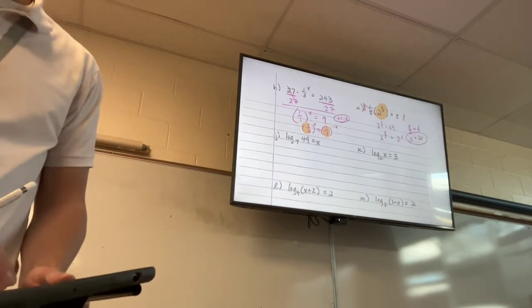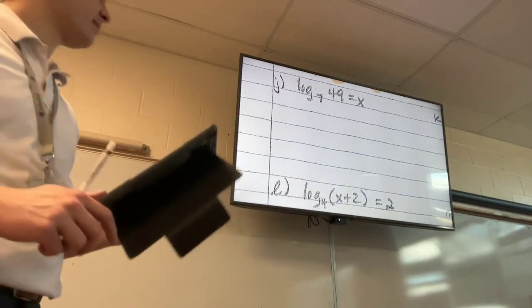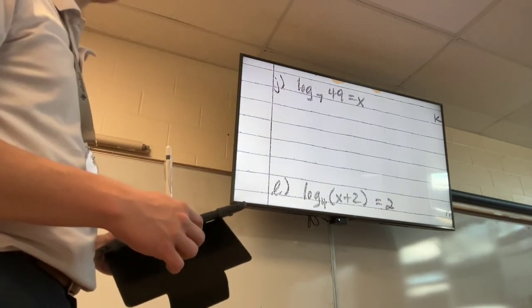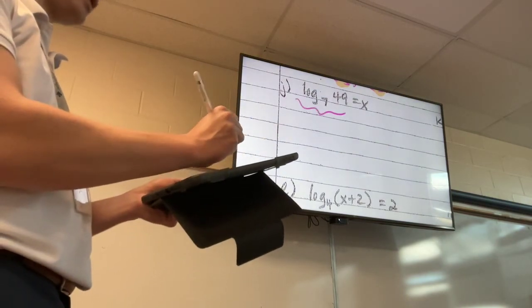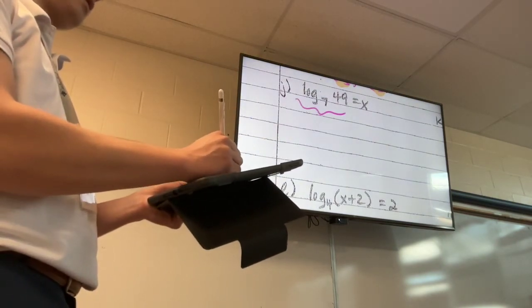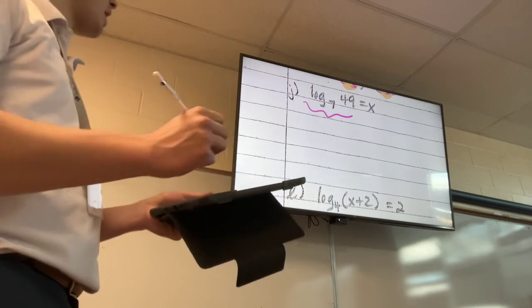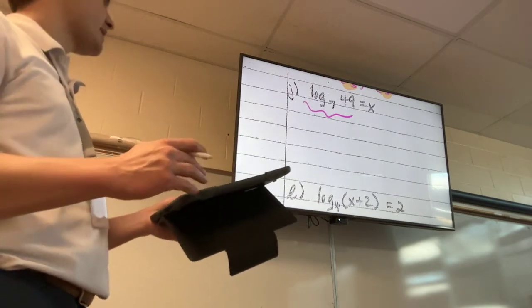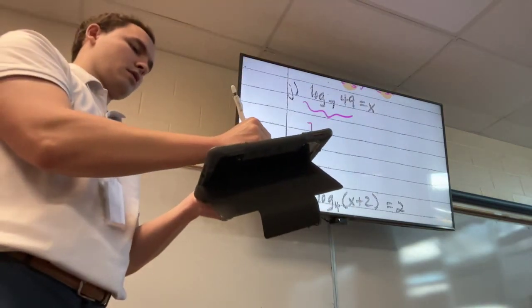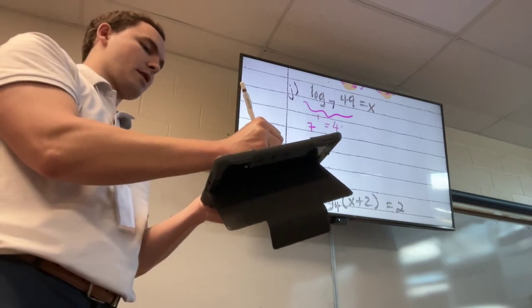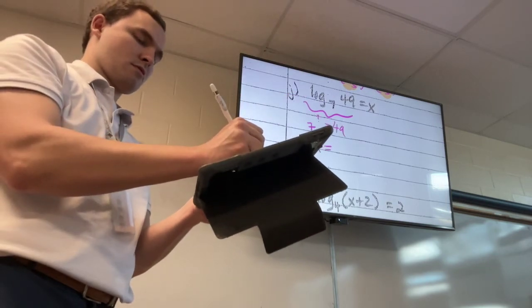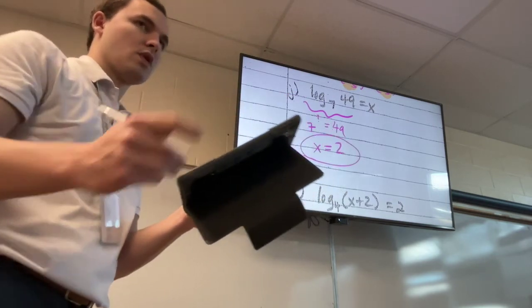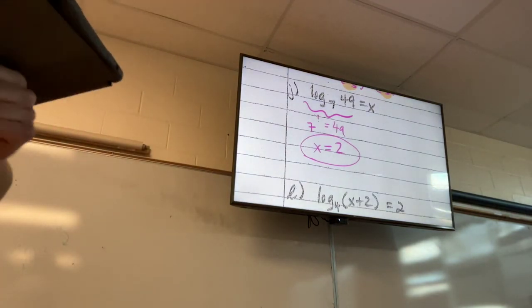Can I move on? This one right here, J. I feel like this is from the last lesson. This is the same as log base 7 of 49. That's the same as asking ourselves, 7 to the what equals 49? To evaluate that in your head, you ask yourself, 7 to the what equals 49? 2. That makes sense? So that evaluates to 2.